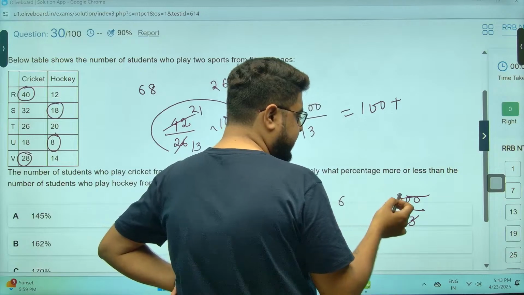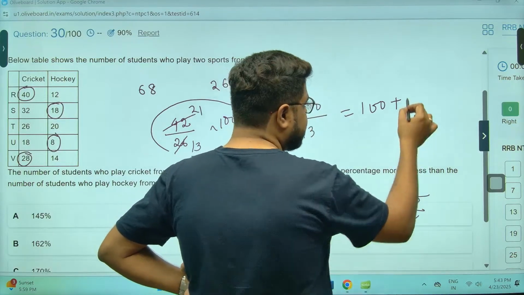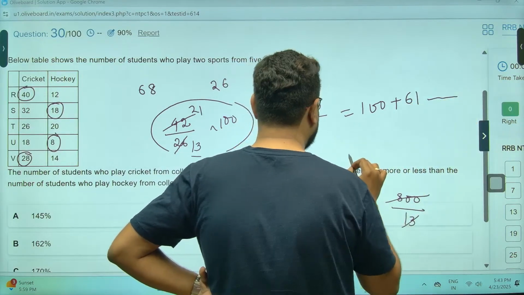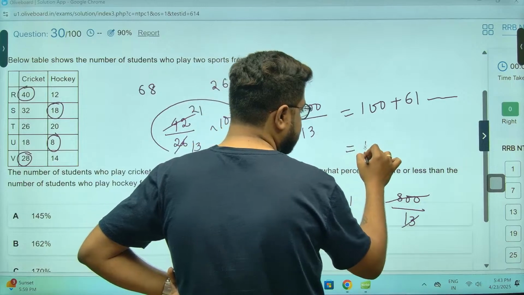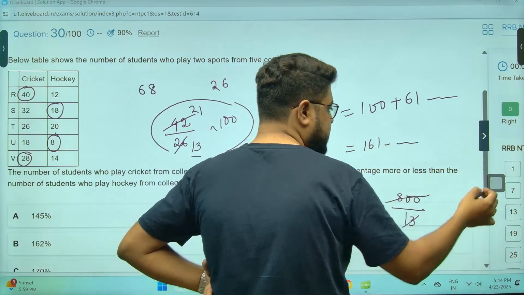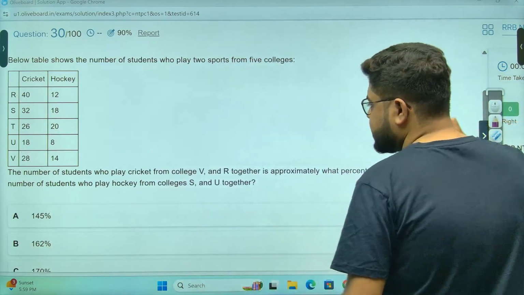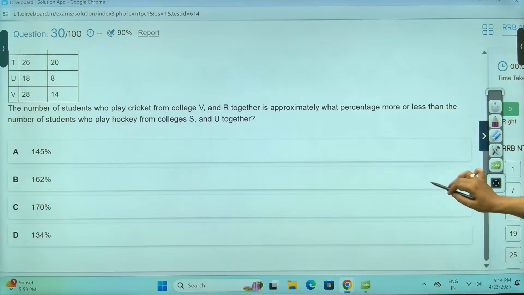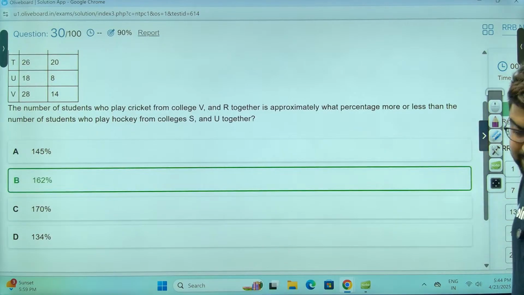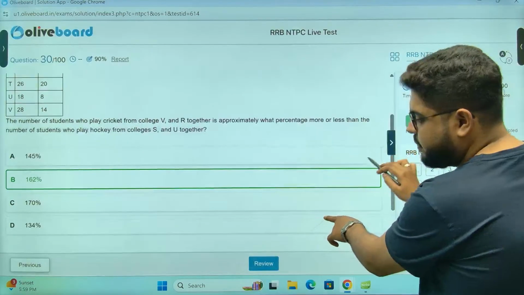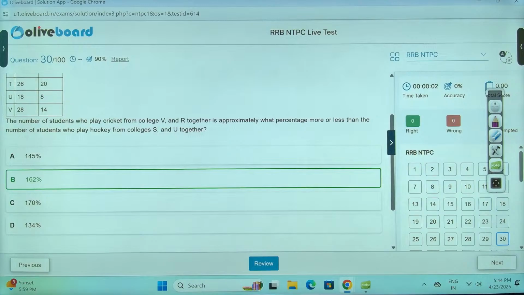6 13s are 78, 20, 61 point something. 161 point something will be the answer. You see, na? 162, sir. Option number B is the correct answer.